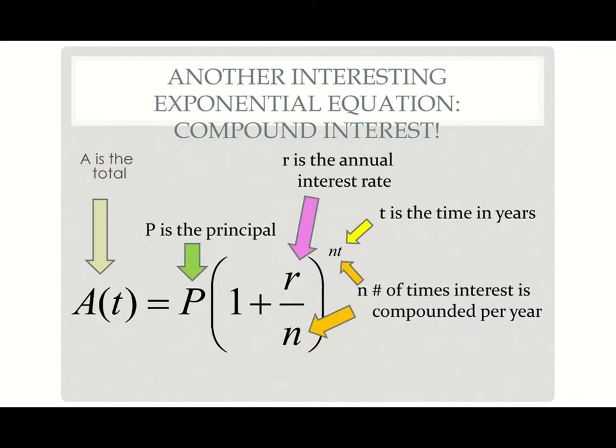So our multiplier here is 1 plus r over n. R is going to be our annual interest rate, and n is going to be the number of times the interest is compounded, because it is compound interest, and then t is still going to be time. So we still have an exponent, we still have a multiplier, and we still have an initial value. We just have a couple additional pieces that we have to add.